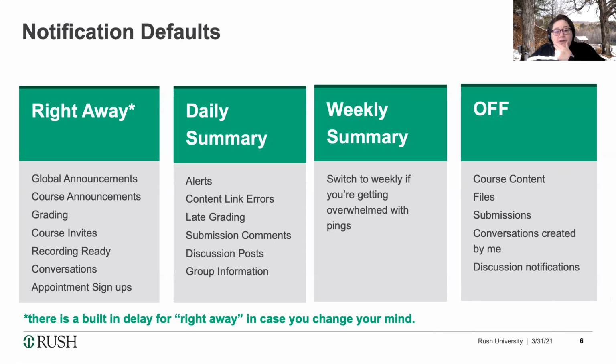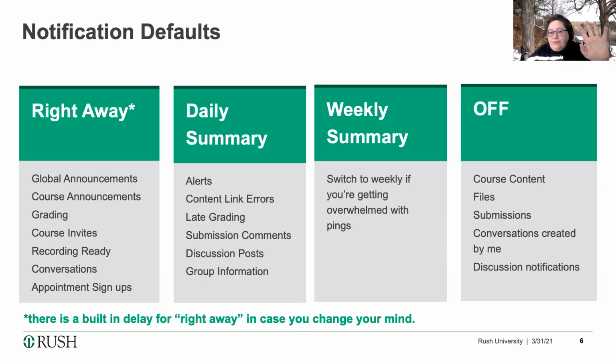Things that default to daily summaries are things like alerts and link errors. That's one thing about Canvas that you may or may not have known, that it automatically will find link errors for you, which is a beautiful thing. The daily summary will automatically default to late grading, submission comments, discussion posts, and group information. For a weekly summary, there isn't actually anything set up.